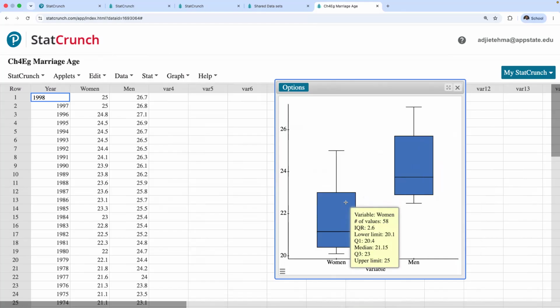These are the things that you are required to know. Is that okay? Getting these things, the machine can do it for you, but it's your responsibility to be able to make meaning out of that. Is that okay? Good. So let's proceed. So we've been able to answer the question that women marry earlier than men. Is that okay? We use the summary stats, and we could also use the box plots too.